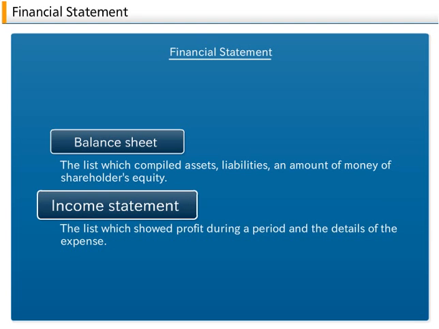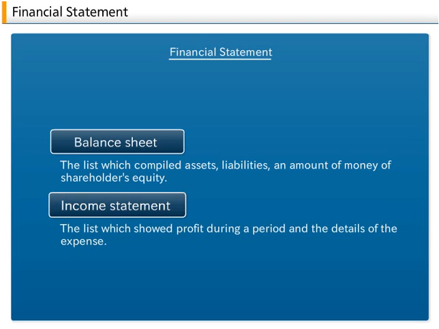Income statement. The list which shows profit during a period and the details of the expenses is an income statement to show the business result of the company during the fiscal term.